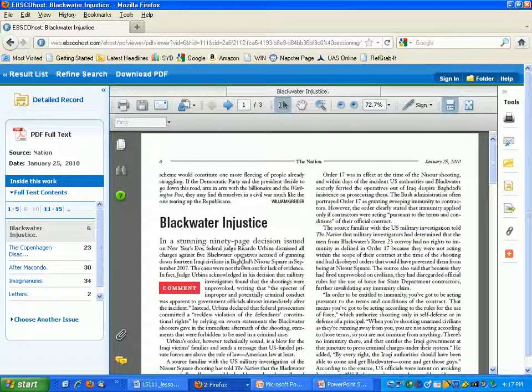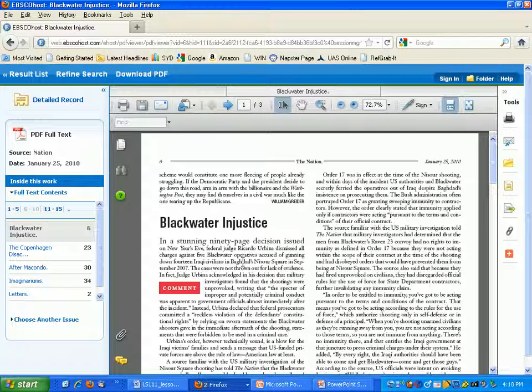So the article Blackwater Injustice is open, and now I'm going to have to decide, as you will have to decide, whether or not this article is scholarly. Now, just because it isn't scholarly doesn't necessarily mean that it's not credible or that it's not verified information. It's just that sometimes your instructors want you to use scholarly research materials, and those are very specific.